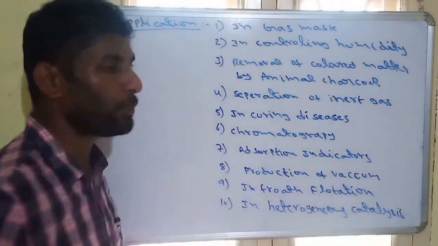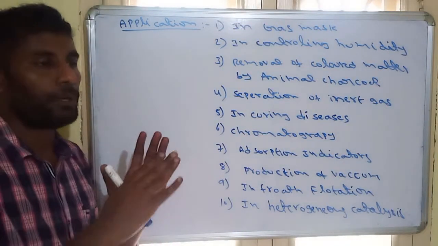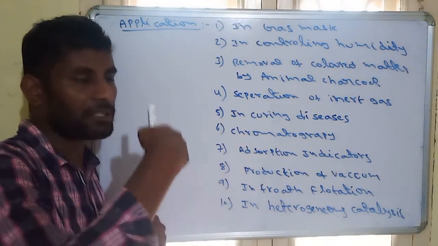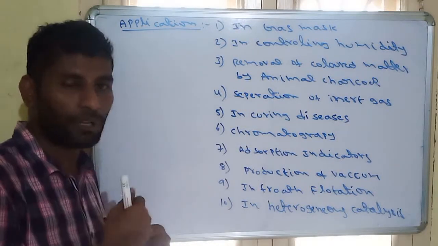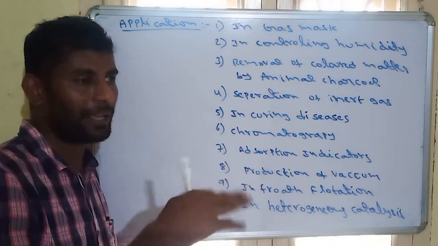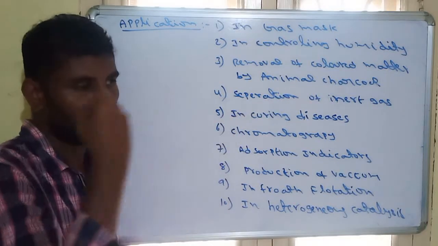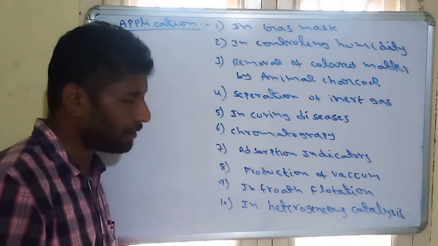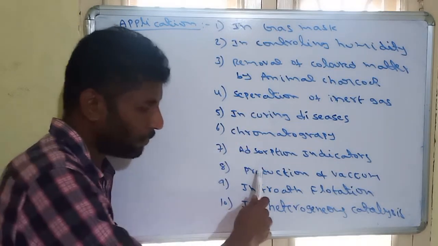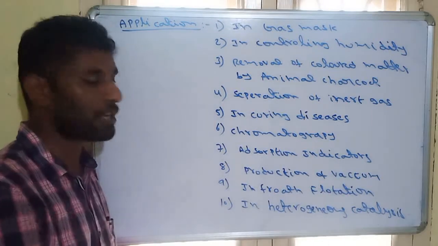Similarly, production of vacuum. To make a vacuum, whatever traces of gas are there can be removed by adding an adsorbing agent like anhydrous calcium chloride. It is an adsorbing agent which removes complete traces of gases. So production of vacuum is also based on the adsorption technique.